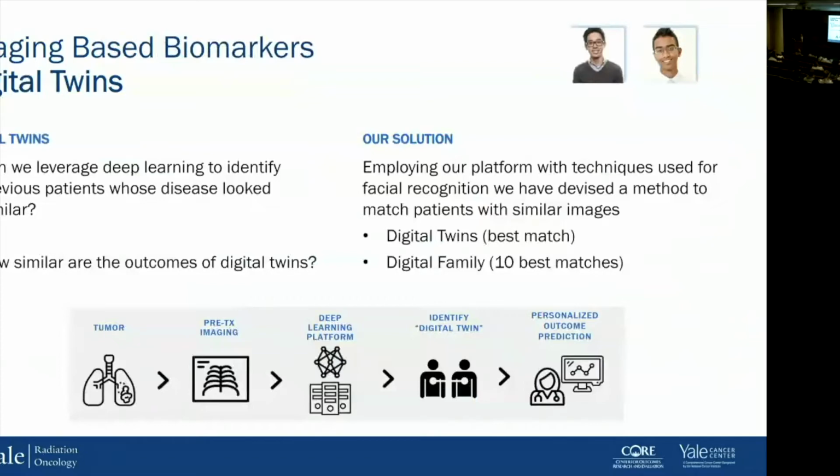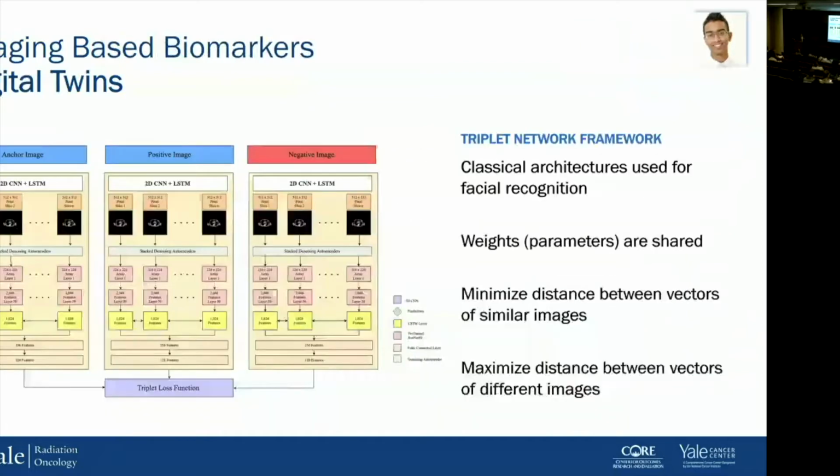And so this is just a schematic. Similarly, we take the pre-treatment images, we identify the digital twin using an algorithm that I'll show you in a little bit, and then we see how their outcomes look. And so this is the idea of digital twins.